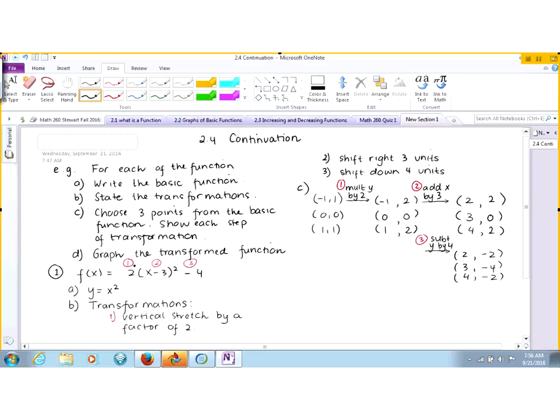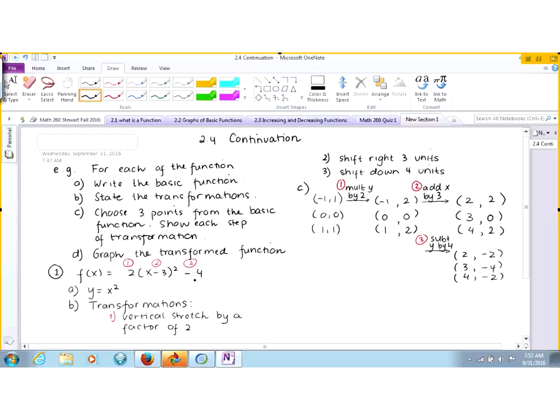Yes. The transformations are from left to right. You're right, the order also looks like that. So, for example, we vertically stretch it first. Look at this. We vertically stretch it first before we shift it down. So you can't say, oh, I'm shifting down first and then vertically stretching it. So no, it's left to right.